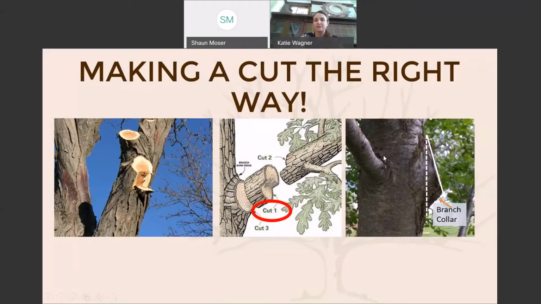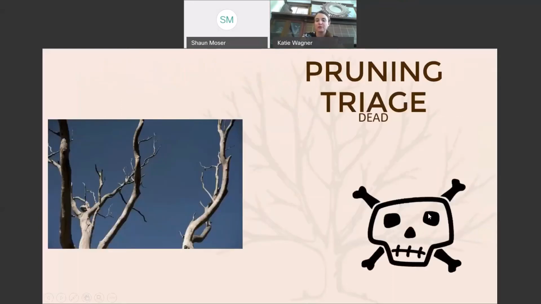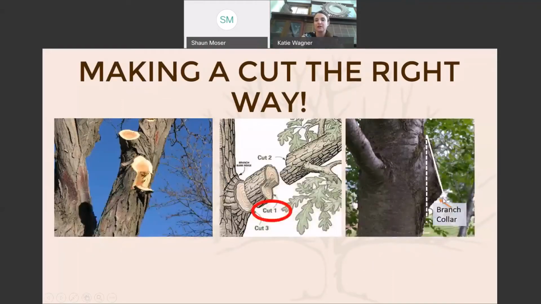I know we talked about this last time, so I won't spend a lot of time on this. This is the incorrect cut. This is what we would call a flush cut. We would be cutting into the branch bark ridge and branch collar this way. This is the correct cut here, where it is outside the branch bark ridge, which is here. Sorry, the ridge is here, the branch collar is here. It's outside. It's kind of this angled cut upward, and that's what's healthiest for the tree.